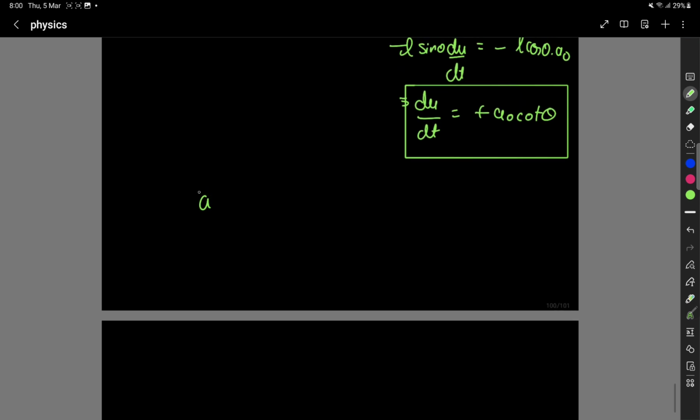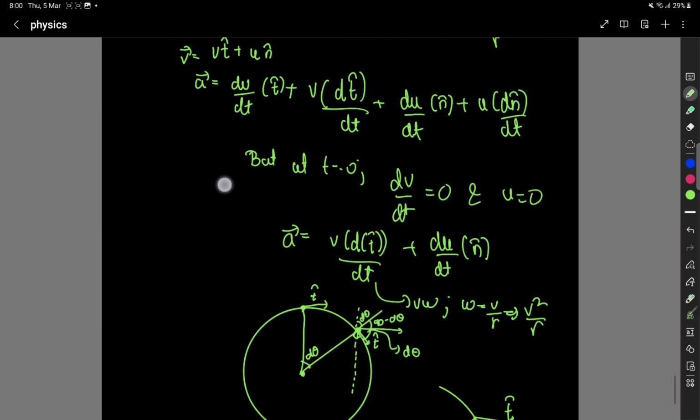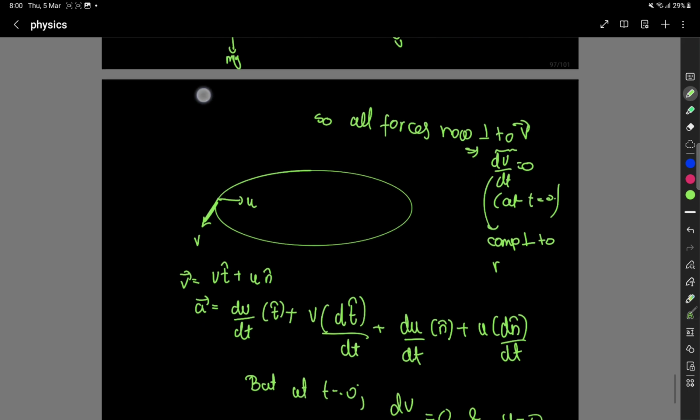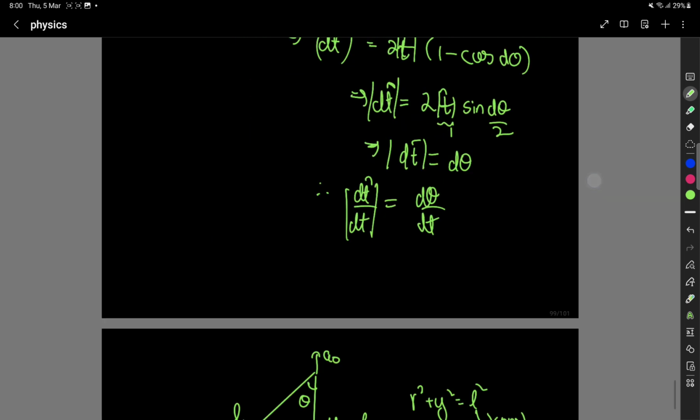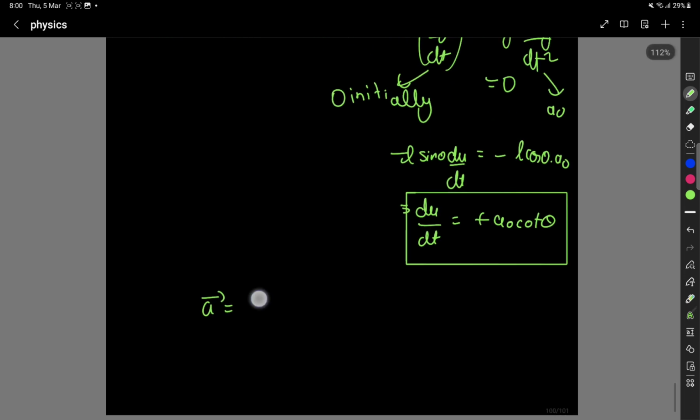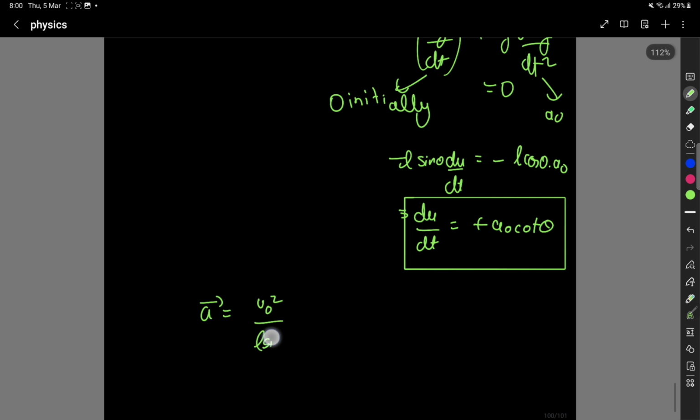So therefore, the acceleration vector simplifies to v naught square L by sin theta plus a naught cot theta.